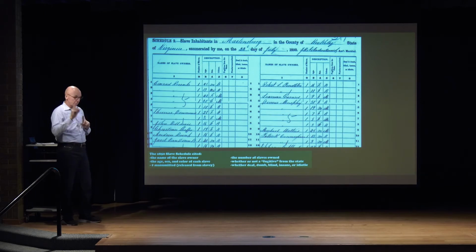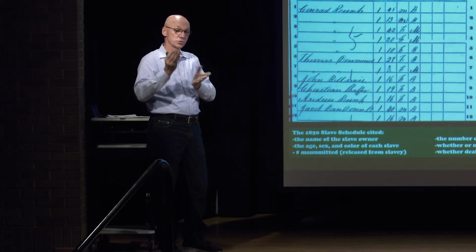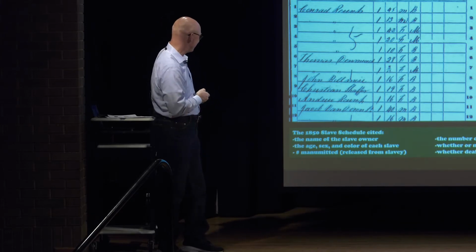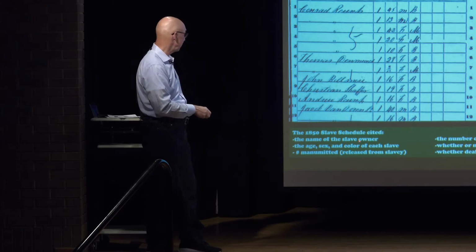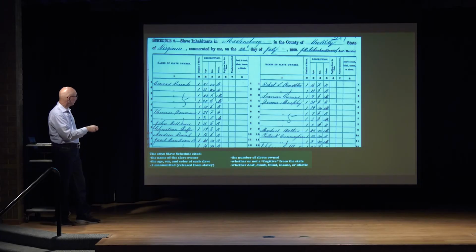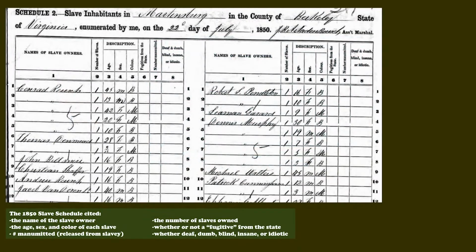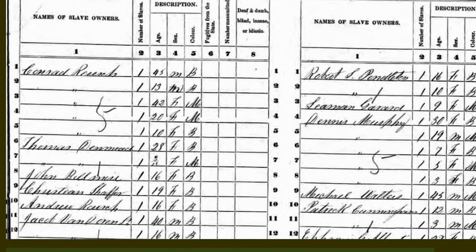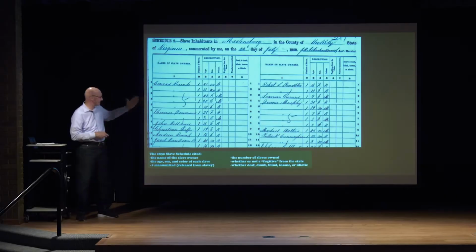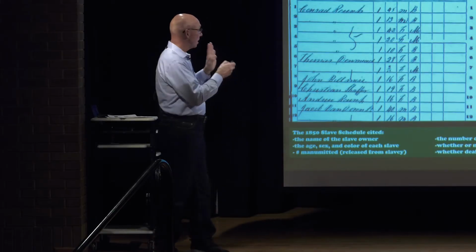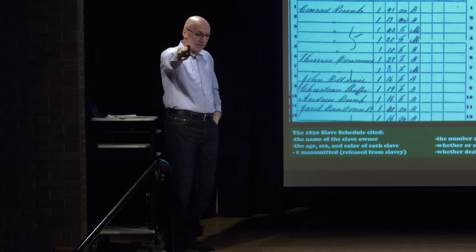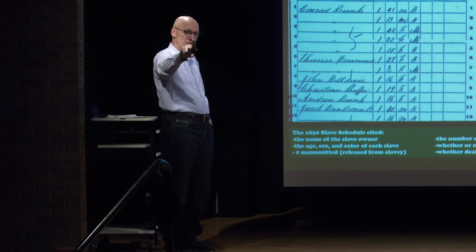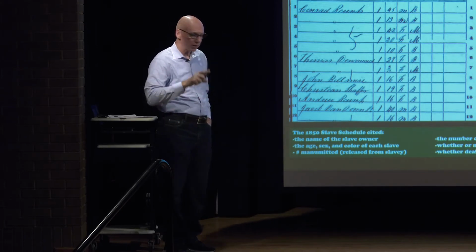Slave record. Mentioned before that slave schedules were done in 1850 and in 1860. Again, the slave schedule cites the name of the slave owner, the number, age, sex, and color of the slave. So again, we see the total lack of given names. But we can still find interesting information on these particular records.